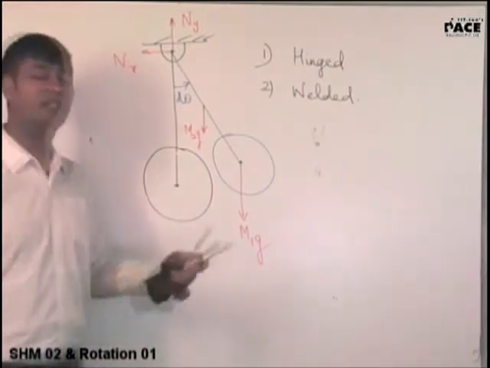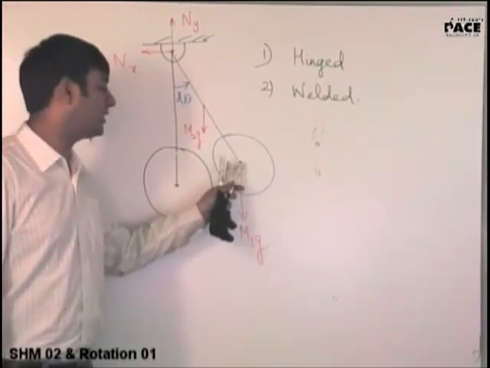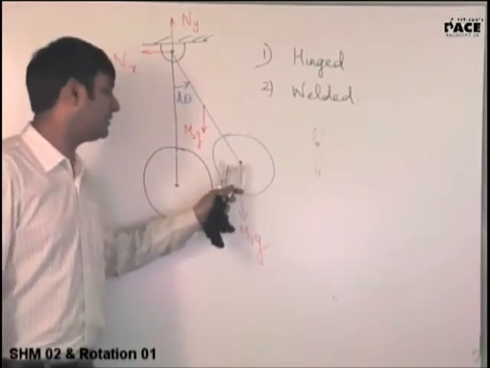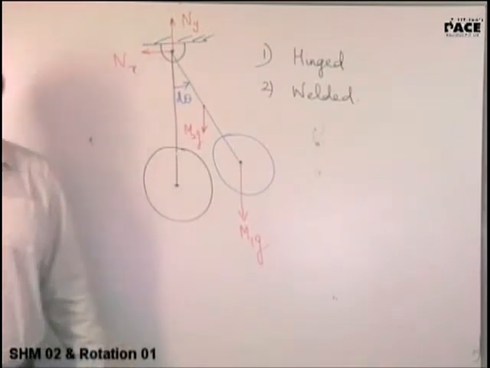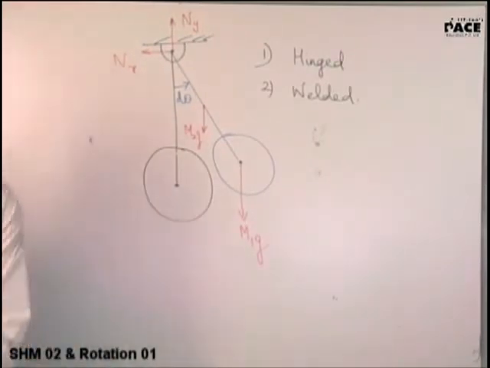Why am I not taking the normal reaction Ny, Nx here in the hinge? Because that is an internal force of the rod and the disc. I am going to assume the rod and the disc as one system. So the total external forces acting on this system are these, as shown by the red color. These are the only external forces acting on the system. Is everyone clear about it in the free body diagram?